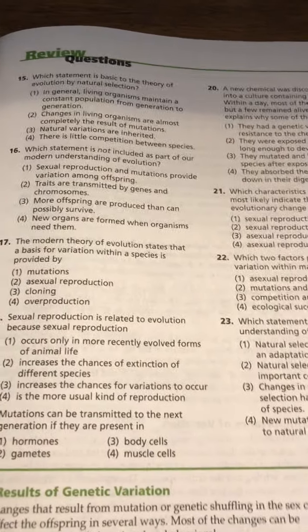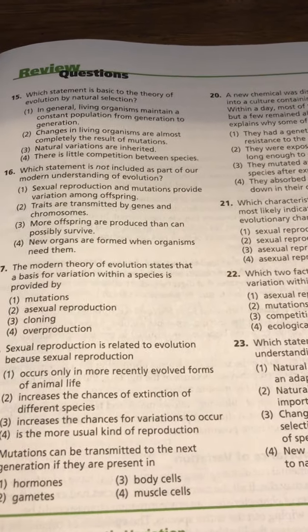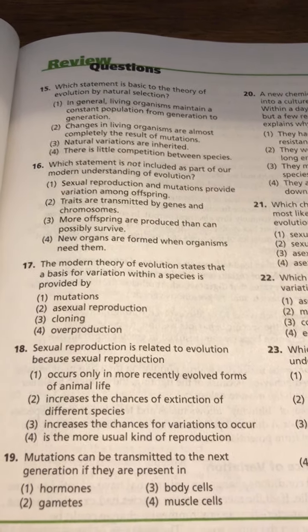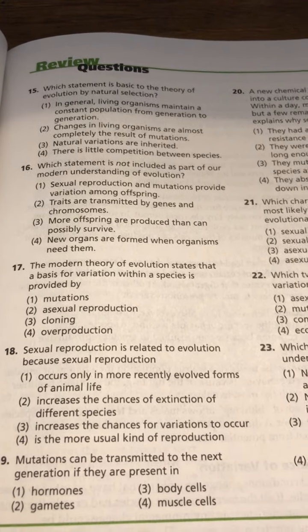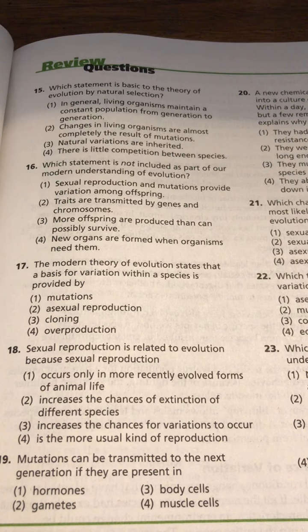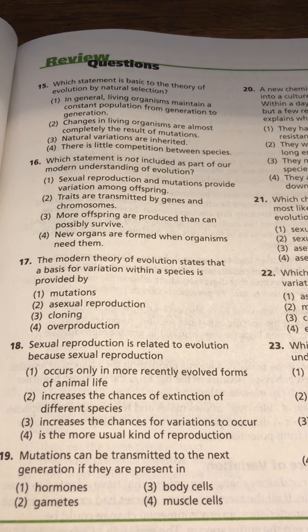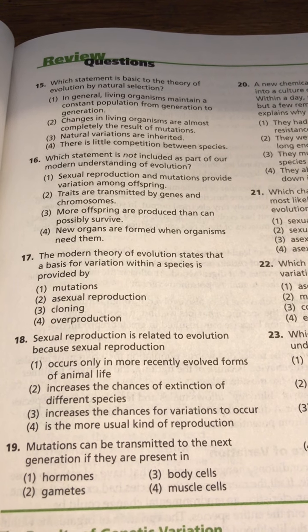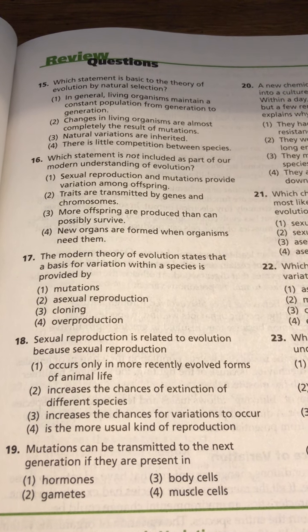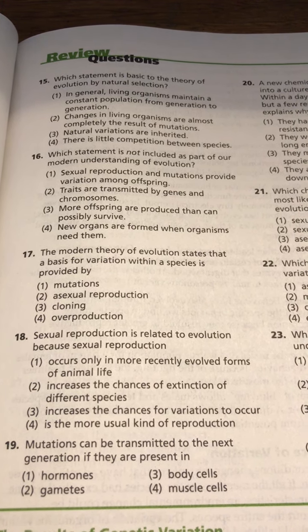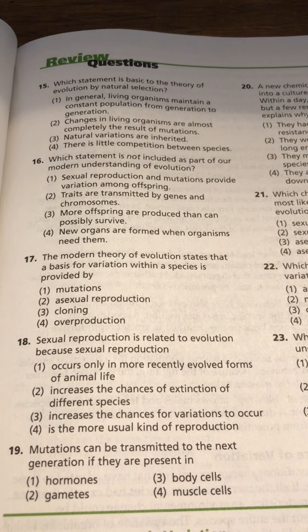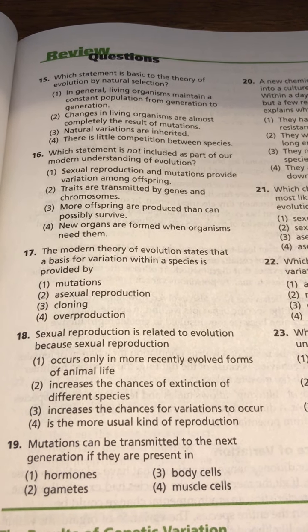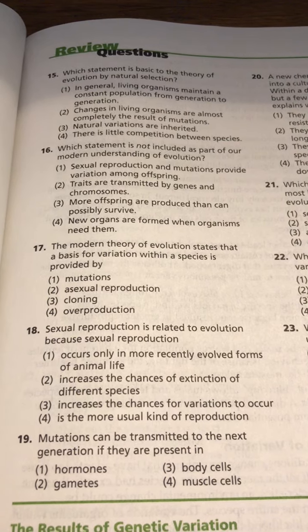Review questions. Number 15. Which statement is basic to the theory of evolution by natural selection? 1. In general, living organisms maintain a constant population from generation to generation. 2. Changes in living organisms are almost completely the result of mutations. 3. Natural variations are inherited. 4. There is little competition between species.